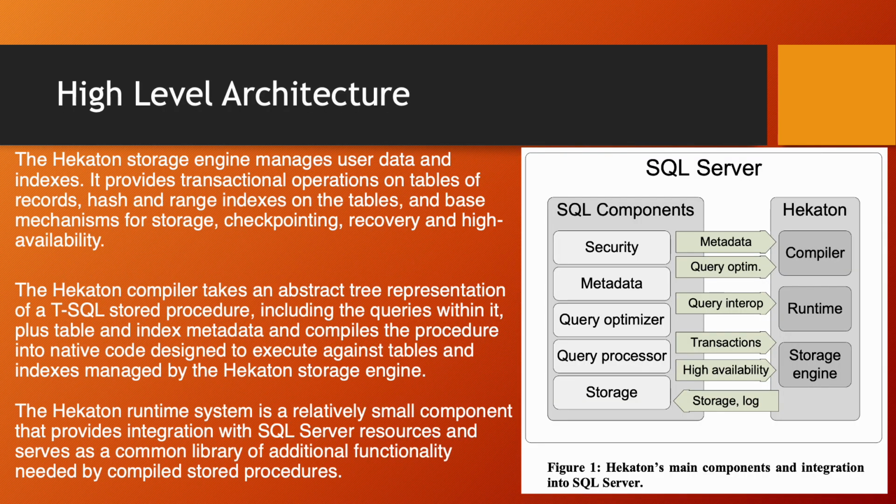Hekaton consists of three major components. The Hekaton storage engine manages user data and indexes. It provides transactional operations on tables of records, hash and range indexes on tables, and base mechanisms for storage, checkpointing, recovery, and high availability. The Hekaton compiler takes an abstract tree representation of a T-SQL stored procedure, including the queries within it, plus table and index metadata, and compiles the procedure into native code designed to execute against tables and indexes managed by the Hekaton storage engine.